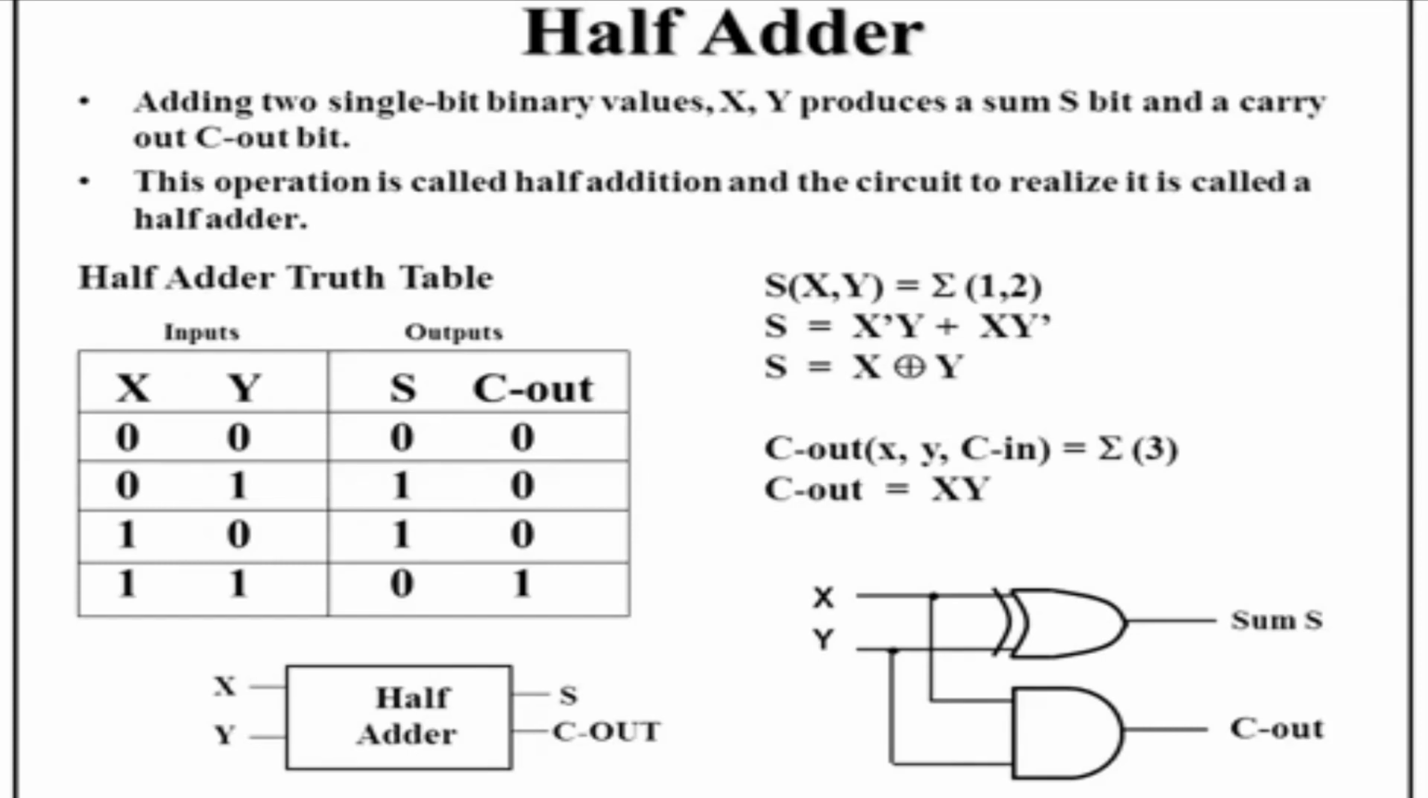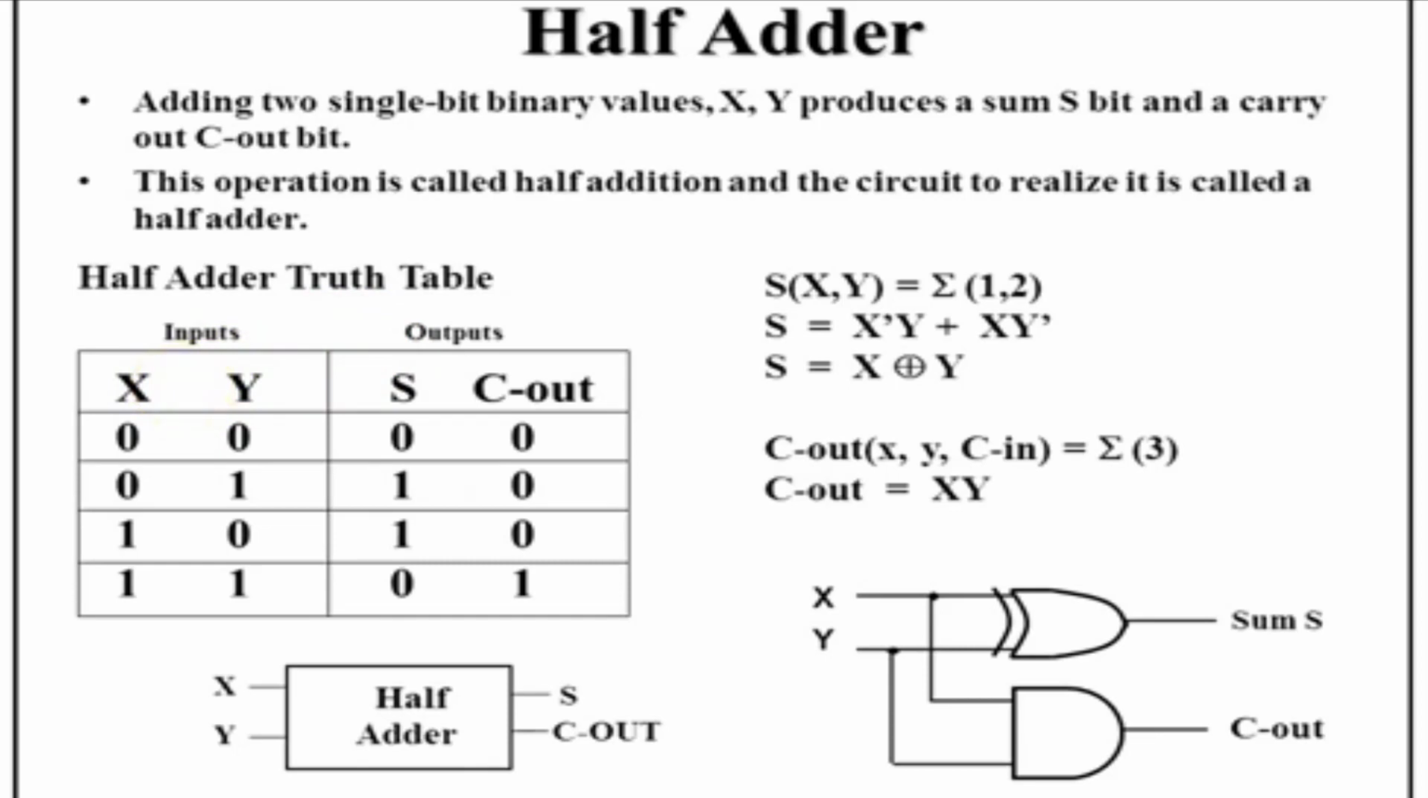So what's a half adder? Half adder is a very basic combinational circuit which adds two single bit binary numbers and it produces two outputs, that is sum and the carry out. One of the important things to note about half adder is that it doesn't consider the carry from the previous sum. So the operation performed here is half addition, and the circuit which is used to realize it is called a half adder. So let's now analyze the truth table of a half adder.